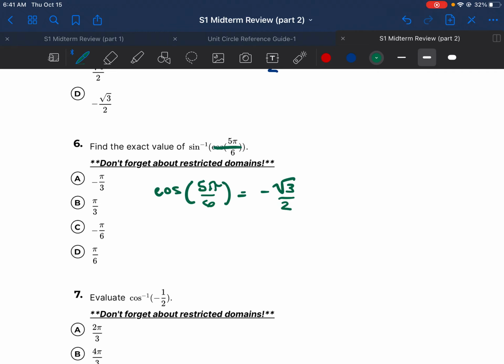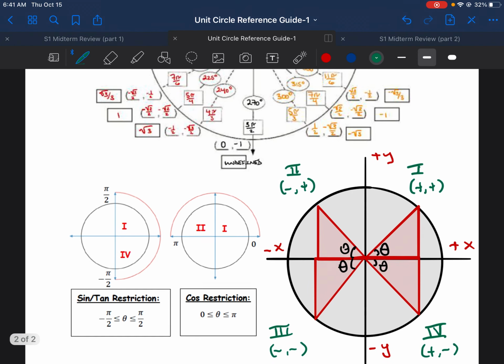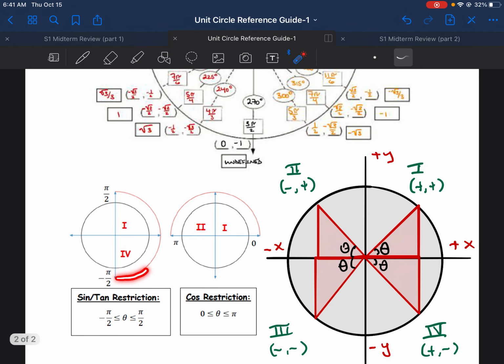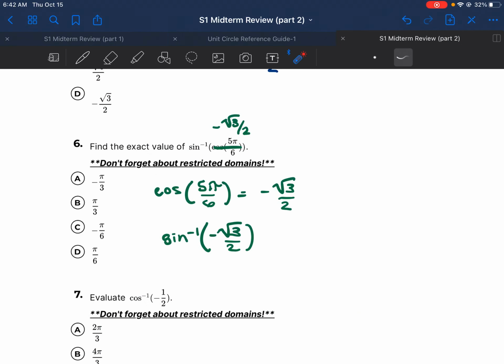Okay, so we've taken care of the inside. This is negative square root of 3 over 2. So what we're trying to do now is evaluate the inverse sine of negative square root of 3 over 2. Now, we're trying to work with an inverse sine, so we need to be aware of inverse sine's restricted domain. So for sine and tangent, again, our restricted domain is negative pi over 2 to positive pi over 2. So within the first and fourth quadrants, we are trying to find which angle has a sine value of negative square root of 3 over 2.